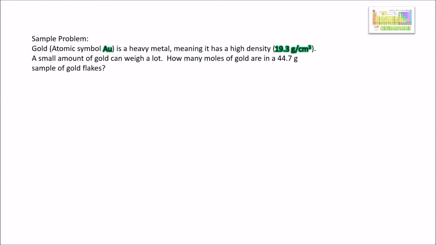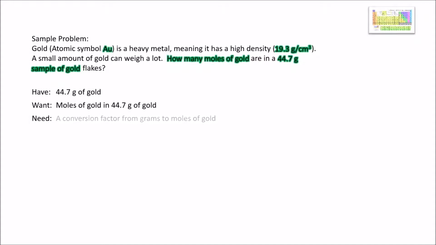The last sentence is a question. How many moles of gold are in a sample of 44.7 grams of gold flakes? That's the question that gives us the most information in what we're looking for. So what do we have? We have 44.7 grams of gold. What do we want? We want the moles of gold in that sample. And what do we need? We need a conversion factor from grams to moles of gold.